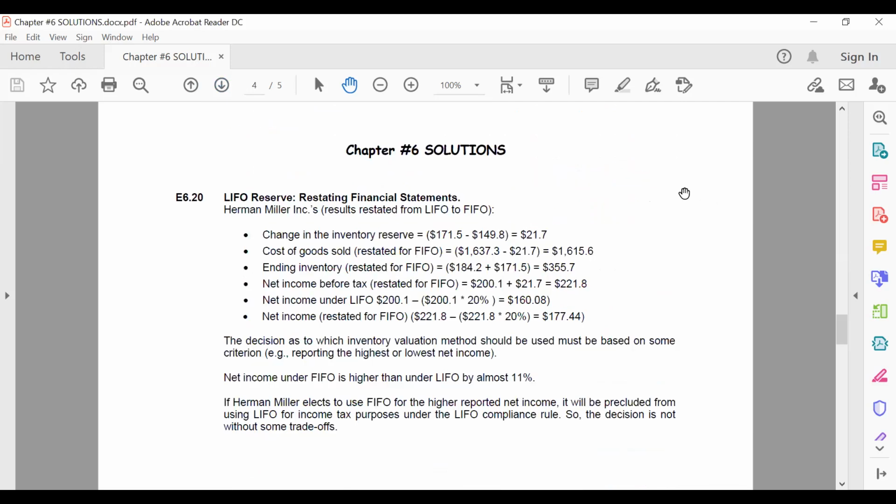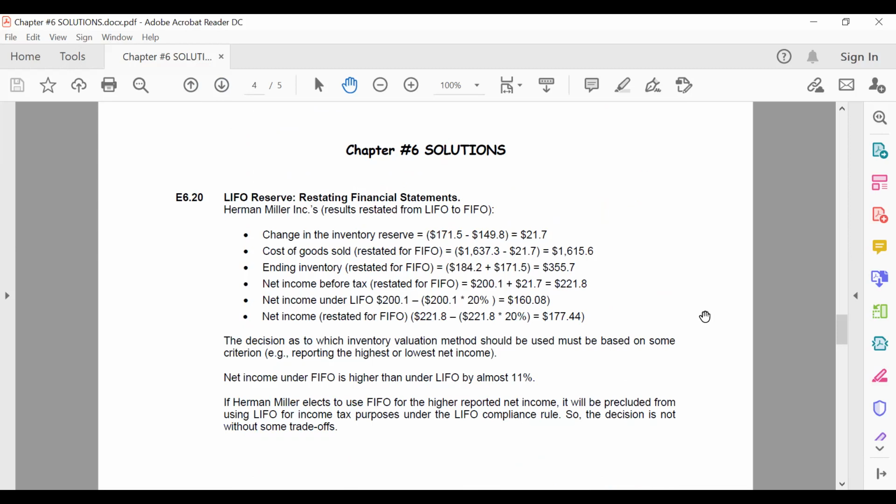All right, let's take a look now at exercise 6-20. And you were asked to compute very specific things. So you had to take the change in the inventory reserve. They gave you the inventory reserve for 2 years. You had to get the change in it. So it had been 171.5. It went down to 149.8. There's my change in the inventory reserve.